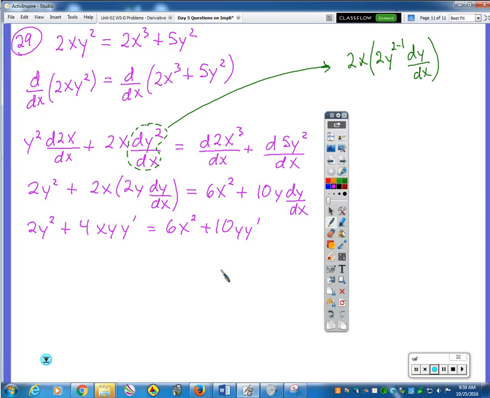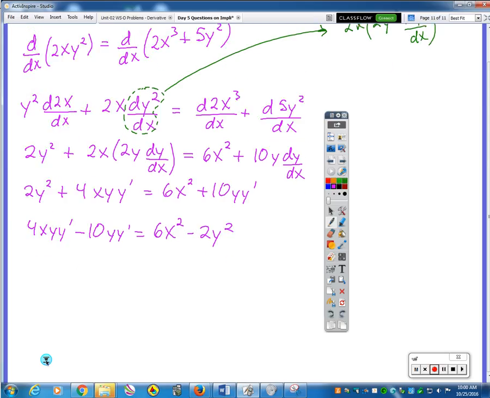Question? Back to Paris's comment, which way do you go? Do you move the y prime terms to the left, or do you move the y prime terms to the right? I'm going to go left because it's a little more traditional. So I'm going to move this one this way, so I'm going to end up with this. That's what you're asking about, Paris, is that correct? Yeah. There you go.